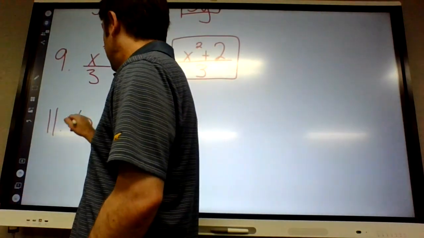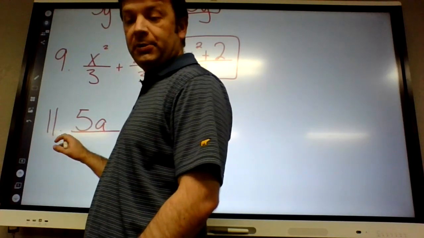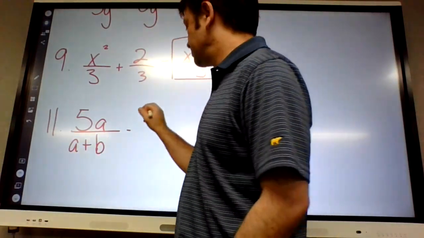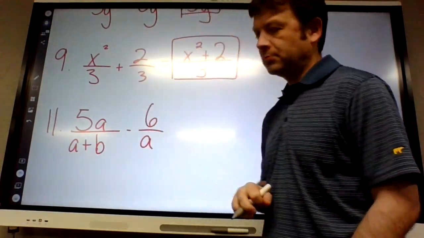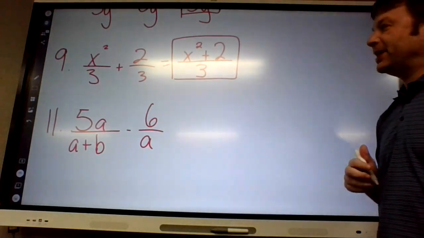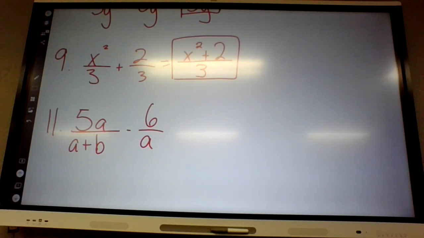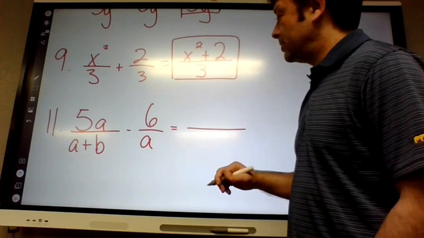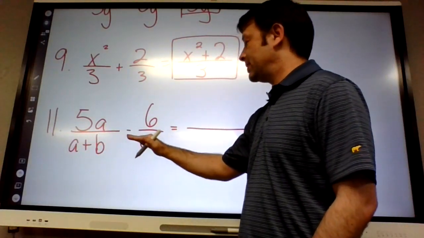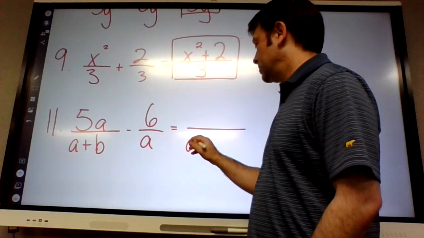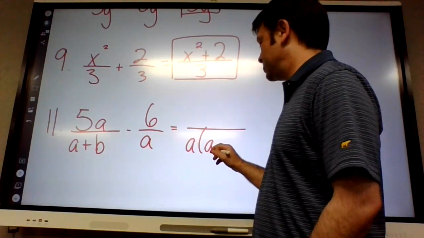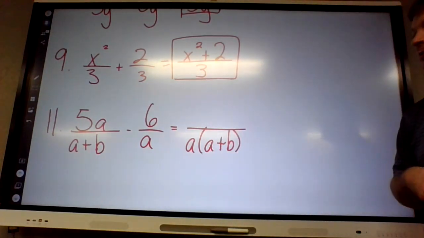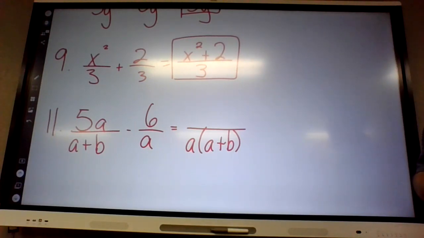Okay, this is where we're starting to ramp it up here. 5a over a plus b. Alright, so they do not have a common denominator. I need to figure out what the common denominator is going to be. So what do this and this go into? Remember you gotta use whoever has the most. So we need an a and we need an a plus b. Common denominator is a times a plus b.